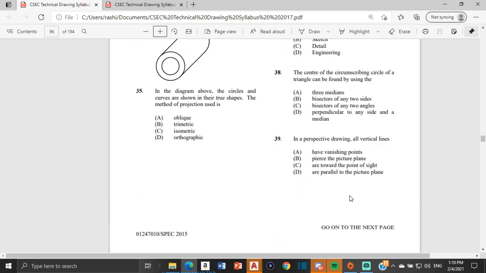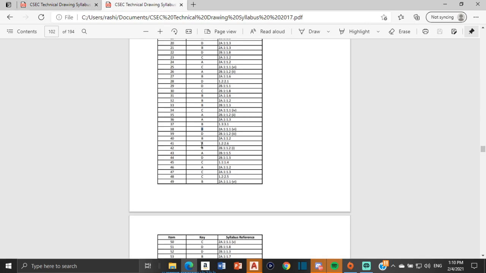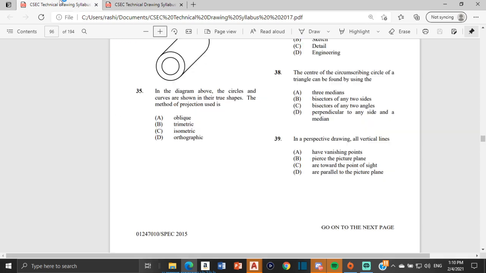Number 39. Oh, sorry. In a perspective drawing, all vertical lines, do they either A, have vanishing points, B, pierce the picture plane, C, tilt towards the picture plane, or D, are parallel to the picture plane? And the answer would be D. They'll be parallel to the picture plane. So number 39 here is indeed D, parallel to the picture plane.